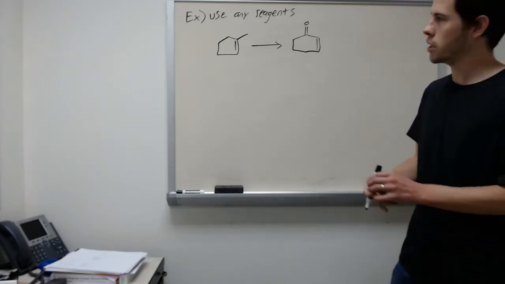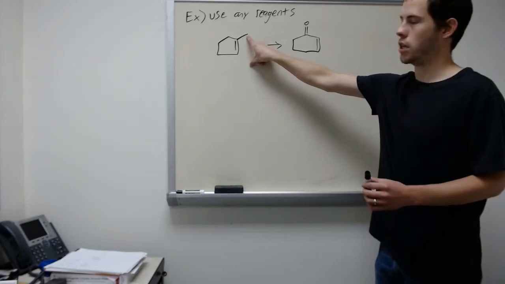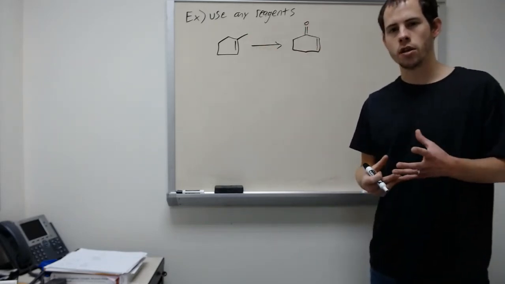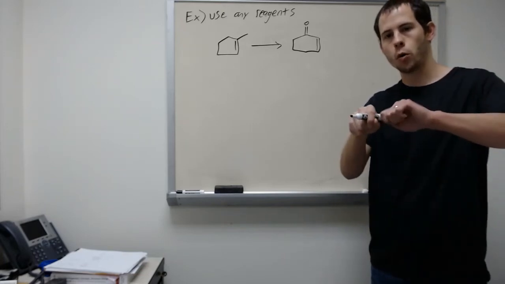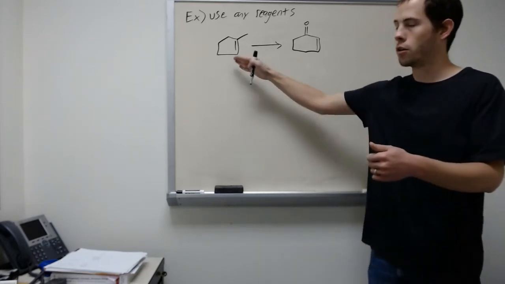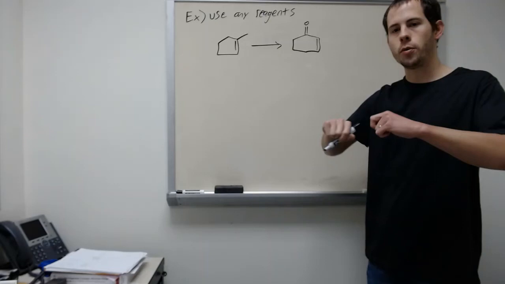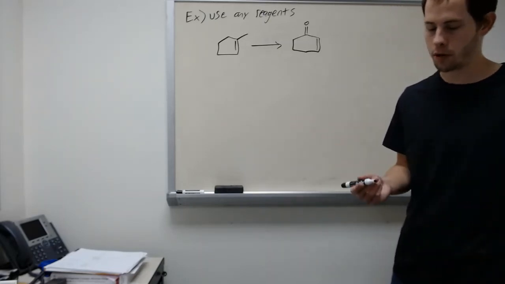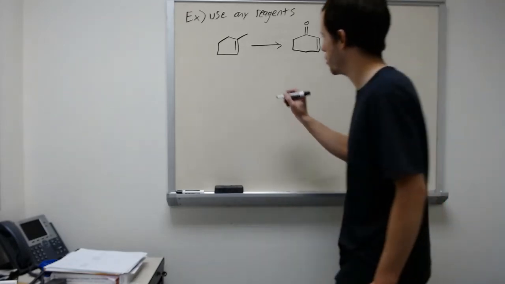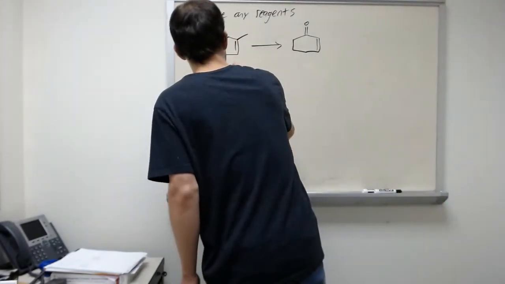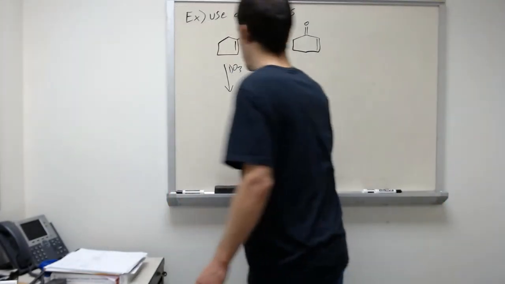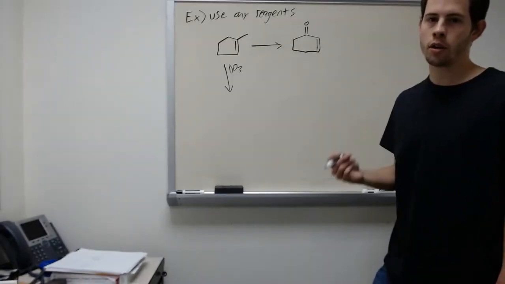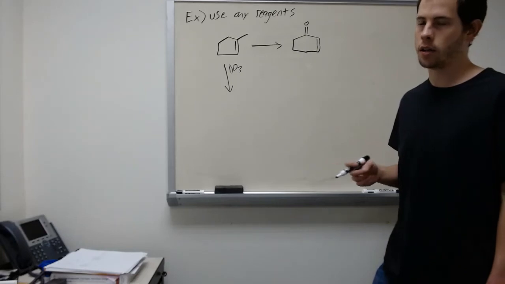So what I'm thinking is somehow we need to get this carbon into the ring to make the 6-membered ring. We just learned a reaction that allows us to open up a ring that has an alkene in it. So maybe we can open this up and then close it back together to make the 6-membered ring. So we will use ozonolysis.